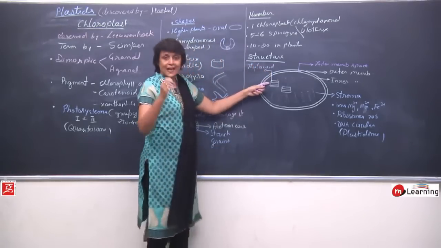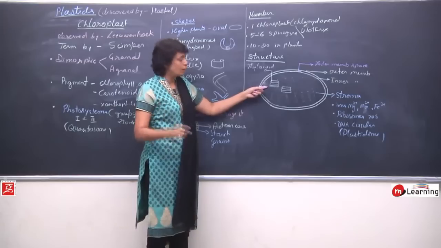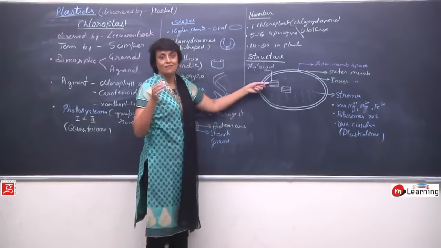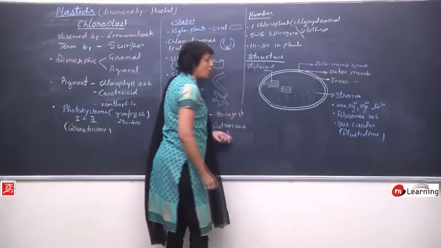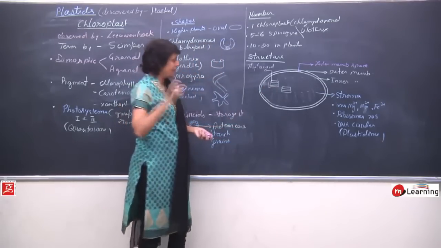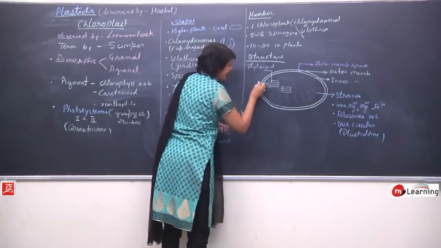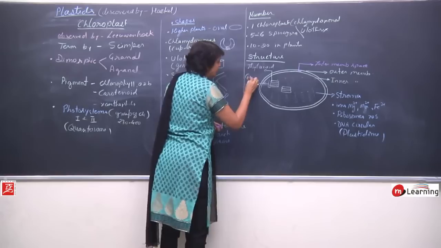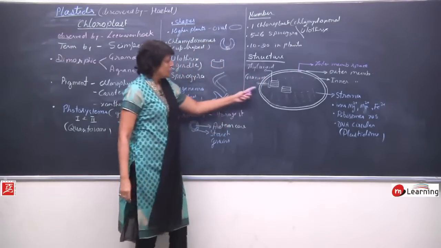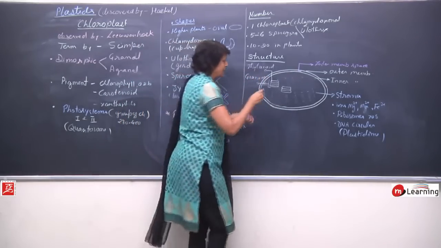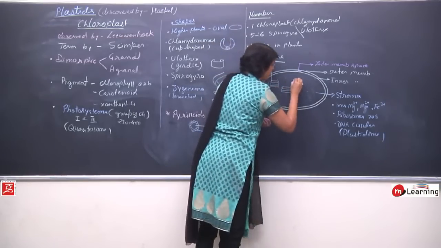And there are many thylakoids. The number of thylakoids is again variable. It can be 10, 15, 12. Many thylakoids form a stack-like arrangement. This stack of thylakoid is known as a granum. So there are many grana. Let us draw a couple of these grana more.